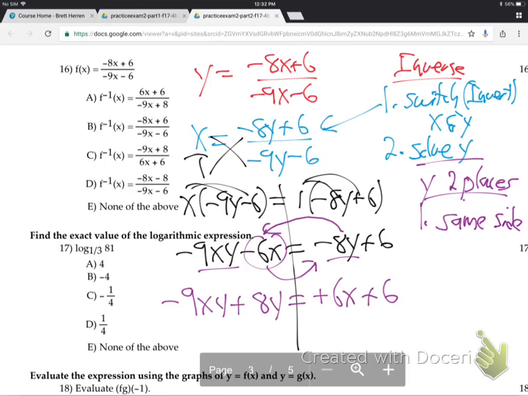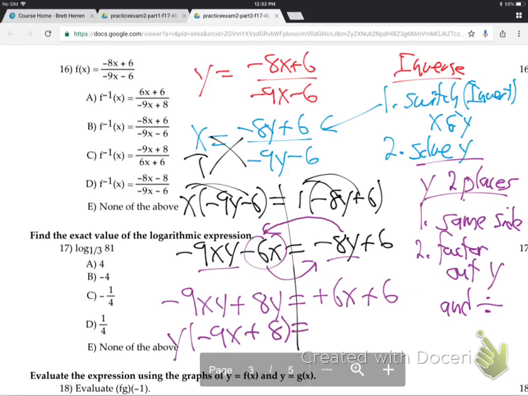So when y's in 2 places, get them on the same side, and then factor out y and divide. Factor out the y and divide. So when y's in 2 places, get them on the same side, factor out the y. See how I factored it out there?